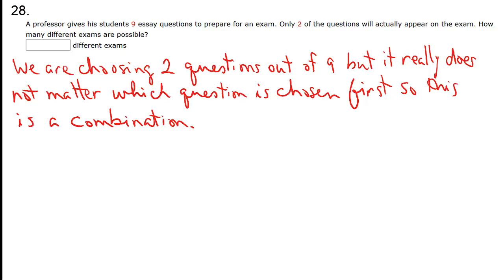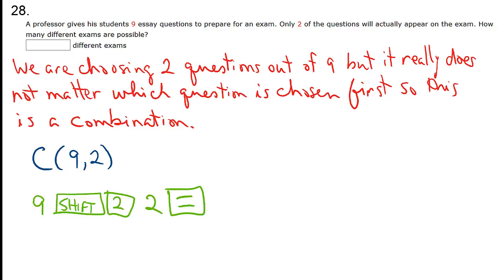So the professor has a set of 9 essay questions. He's actually only going to pull 2 of them and put on the test. So that's a classic combination. You're choosing 2 things out of 9. So it's a combination of 9 things taken 2 at a time. Remember, Shift 2 is the code for the combination on your calculator. So you do 9 Shift 2, 2 equals, and you'll get 36. So there are 36 possible different exams that the professor can give you if the professor is drawing 2 questions from a pool of 9 questions.